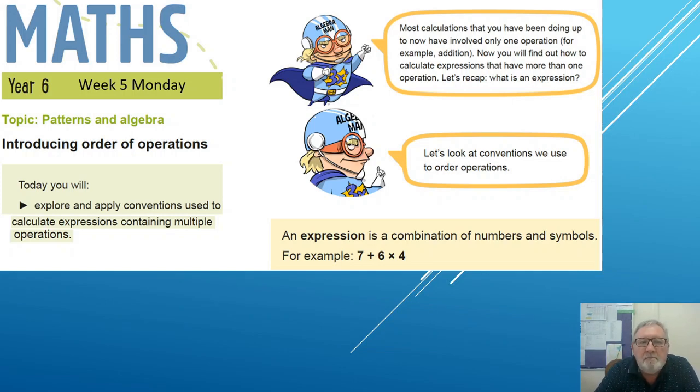So today we're going to explore and apply conventions that are used when we're calculating expressions that contain multiple operations. And by that I mean, if you have a look at our example at the bottom there, 7 plus 6 times 4 has two operations in it. It has an addition and it has a multiplication. Most of the time when we do calculations, we're only doing one. In this particular case, we have two. So it's different to a normal calculation where we're just doing addition or something like that.